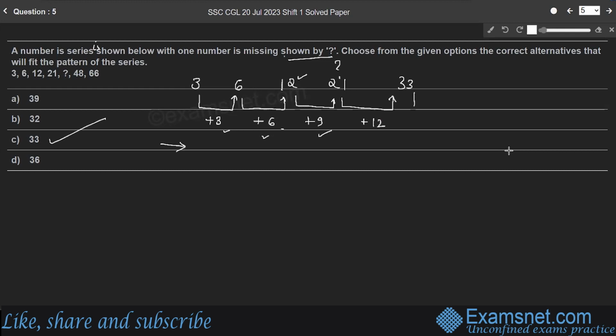You can verify the answer by taking the next number, which is already given, 48. The next number to be added here is 15, a multiple of 3: 3 into 5. So the next number, the last number, is 66. It is 48 plus 18, and 3 into 6 is 18. Therefore, the missing number is 33. Option C is the right answer.